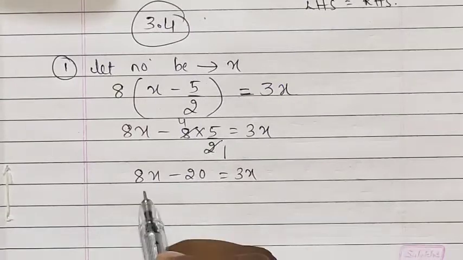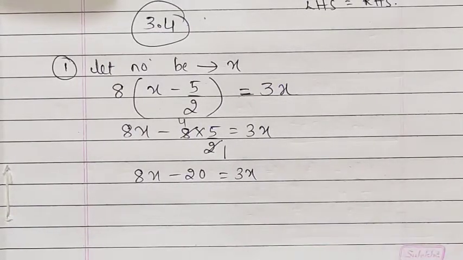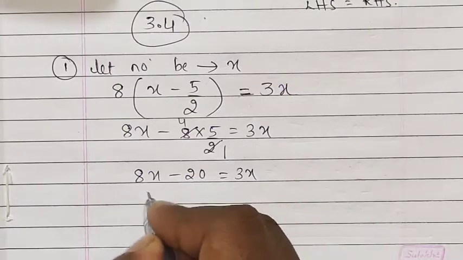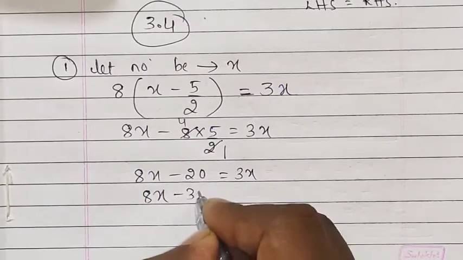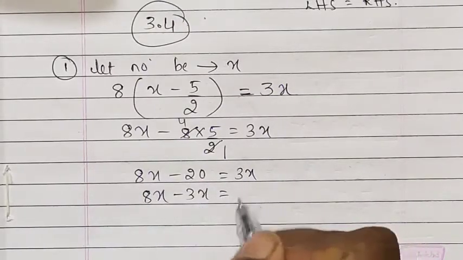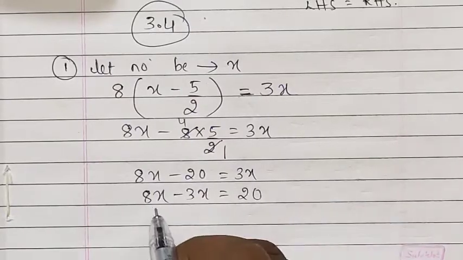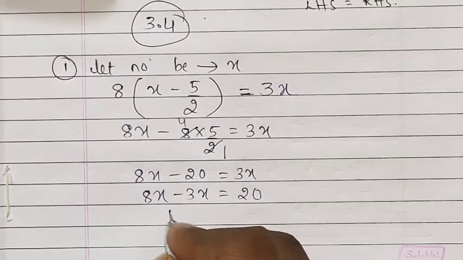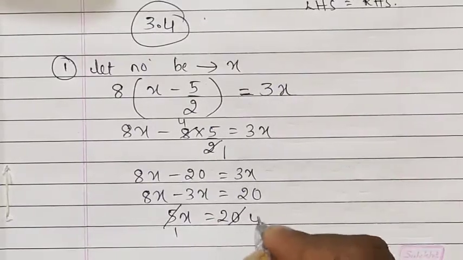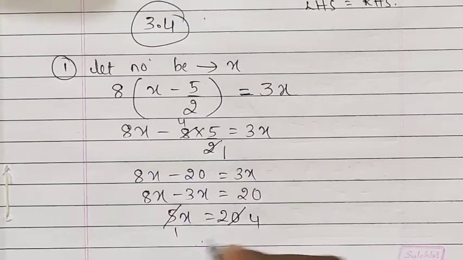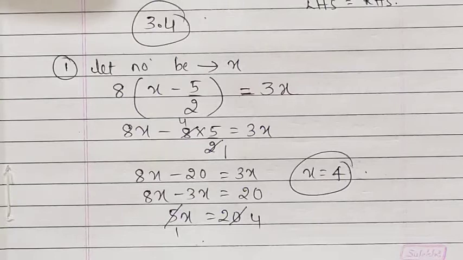Next, variables and constants are there. I will make variables and constants different. First I will write 8x as it is. 3x I will take to the left side, it will become minus 3x, is equal to. I will make here numbers. Minus 20 I will shift to the right side, it will become plus 20. 8x minus 3x, it means total 5x is equal to 20. 5 1s are 5, 5 4s are 20. X value I got 4. X value is 4. It means the number she thought of is 4.